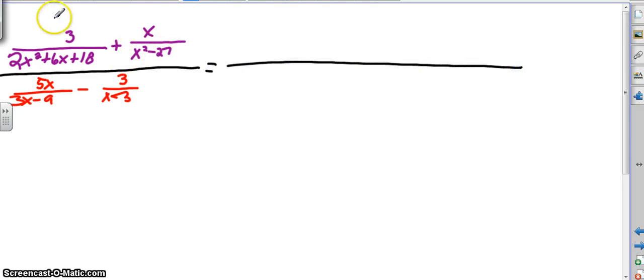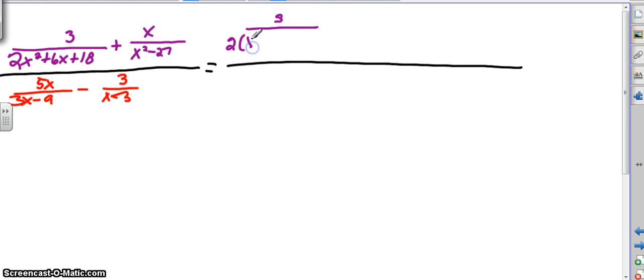I've got the numerator, that's two fractions that need to be added together. I also have the denominator, that's two fractions that need to be added together. Once I've simplified both the numerator and the denominator, then I want to put the two together as a division statement and simplify further. So I'm going to start with the numerator.